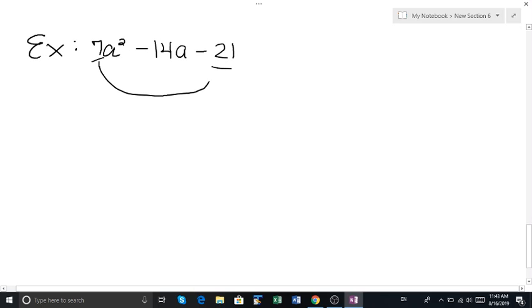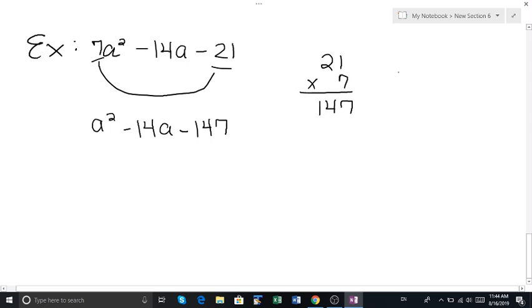Multiply 7 times 21. I don't know what 7 times 21 is, so I'm going to have to do it over here. 147. So that means we can write a squared minus 14a minus 147. So I'm going to write out my multiplication options for 147. I don't know off the top of my head my multiplication facts that go up to 147, and I don't expect you to know that either.